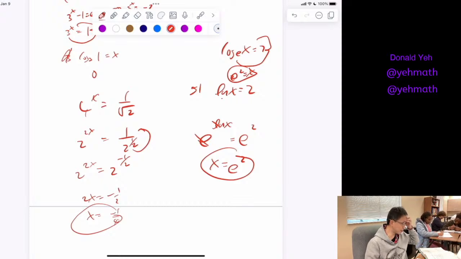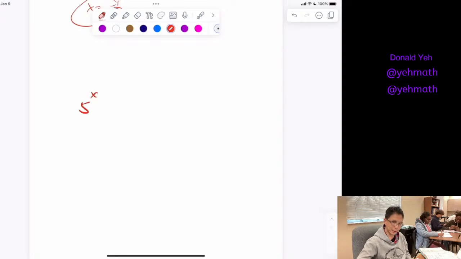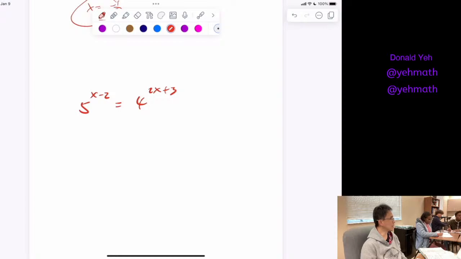Okay, so let's first talk about this hard problem here. 5 to the x minus 2 equal to 4 to the 2x plus 3. So first, you see two different sides have exponential form. But the problem is what? They have no common base involved. Ian, pay attention. There's no common base involved.